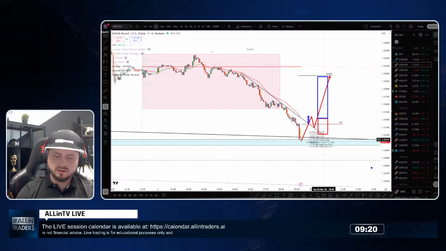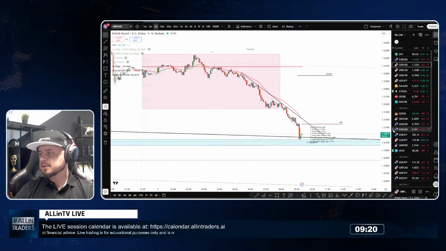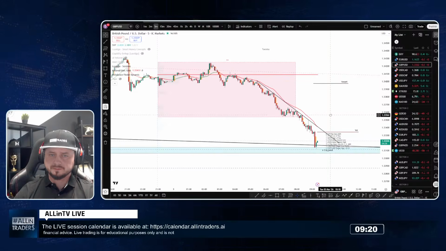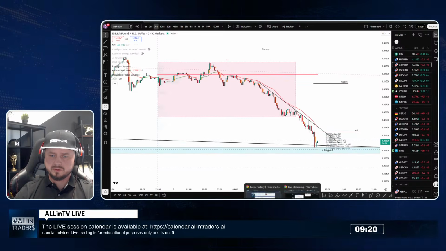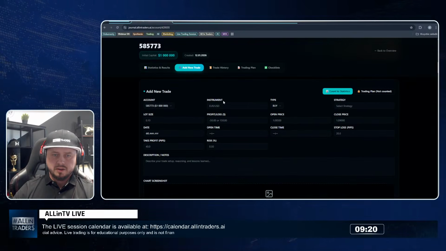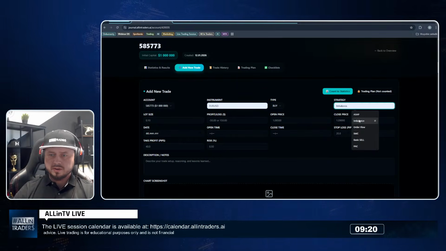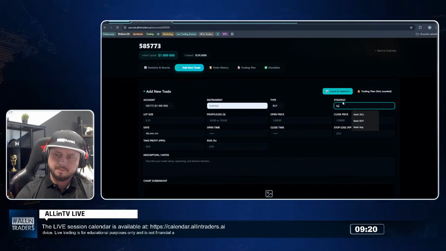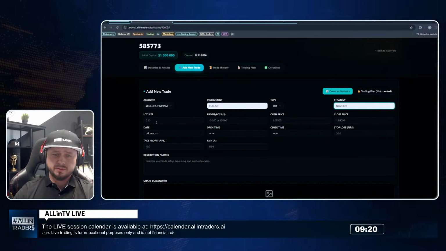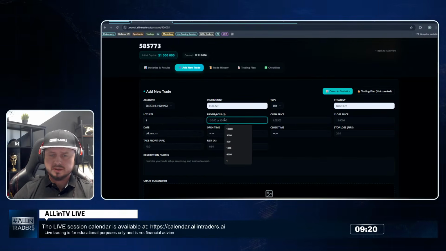GBP USD, and this is also a basic buy setup. Save. Okay, let's move to the trading journal. I want to put those two trades in the trading journal. First one was Euro USD, strategy basic buy, together with all-in targets.